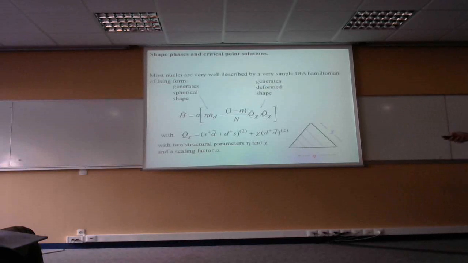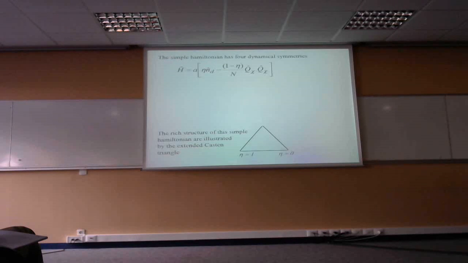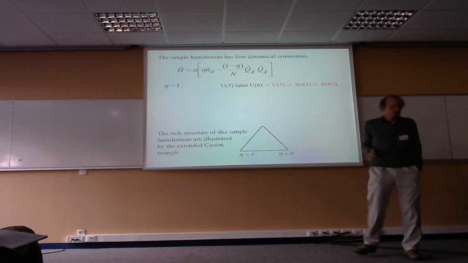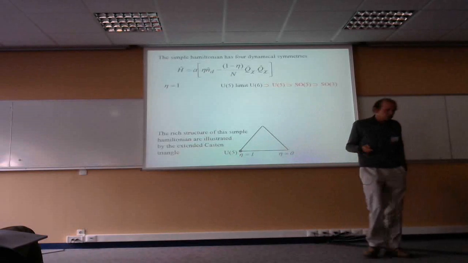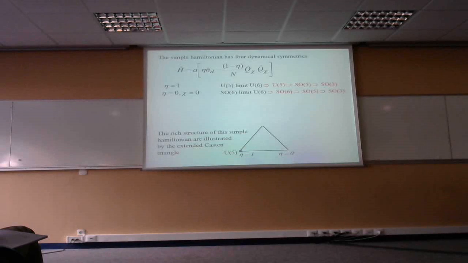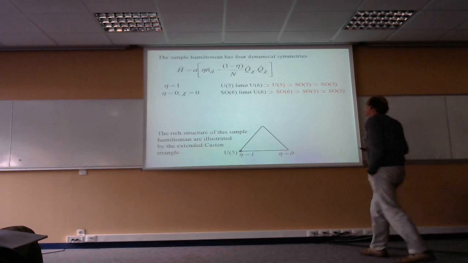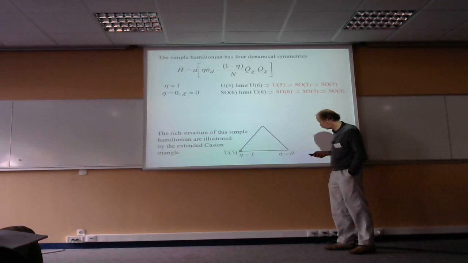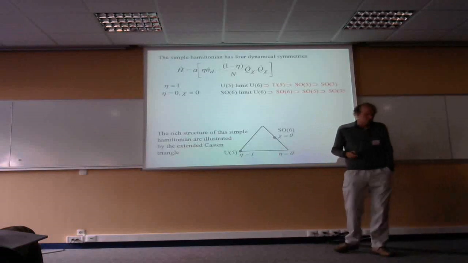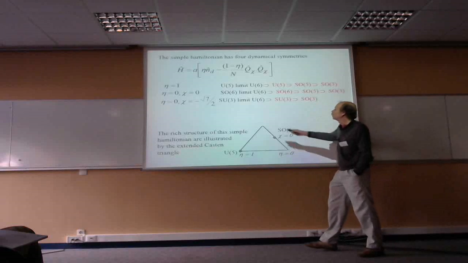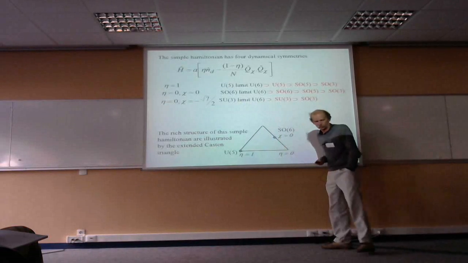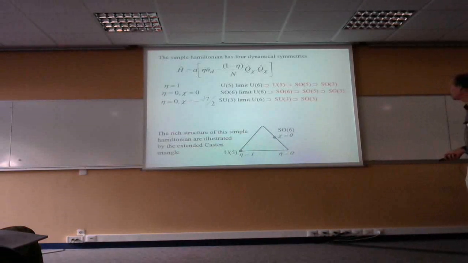Now, the amazing thing is this is a very simple Hamiltonian, but it has 4 dynamical symmetries. The first one is eta equal 1, then I have the U5 limit of the interacting boson model, and this is situated in this corner by eta equal 1, and chi has no influence. Then the second dynamical symmetry is if we take eta equals 0 and chi equals 0, then I am in the SO6 limit of the interacting boson model. So we define this point here, where chi equals 0, we have an SO6 dynamical symmetry. Now if we take eta equals 0 and chi with a special value minus square root 7 divided by 2, then I am in the SU3 limit. So I have the deformed nucleus, prolate deformed nucleus. This is situated here.